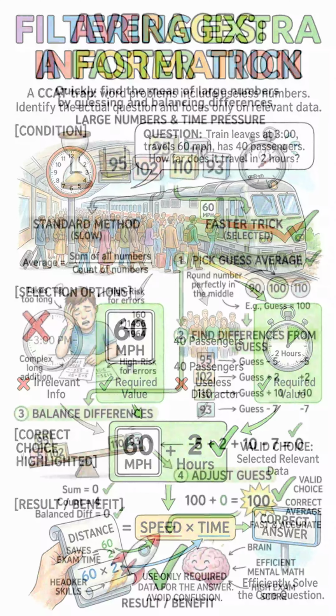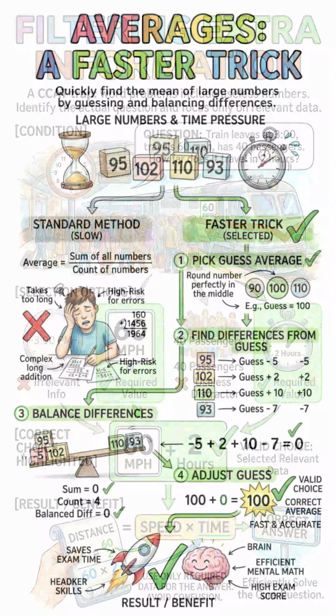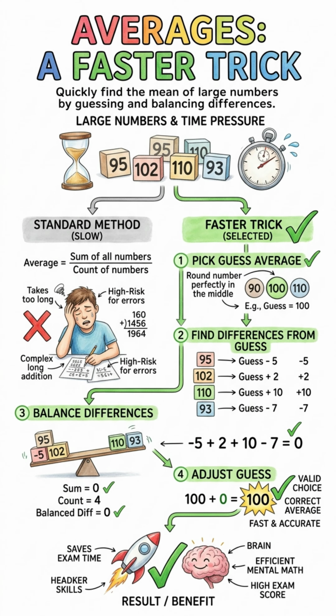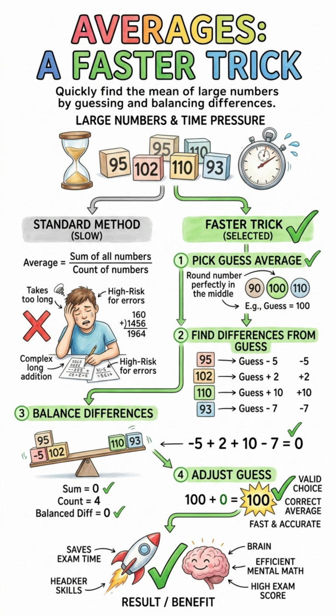Averages, also known as the mean, are a staple of numerical reasoning tests. The standard way to find an average is to add all the numbers together and divide by how many numbers there are. However, if the numbers are very large, this takes far too long. A faster trick is to pick a round number perfectly in the middle of the group as your guess, and just look at how far the other numbers differ from your guess. Balancing the differences is much faster than adding huge numbers together from scratch.